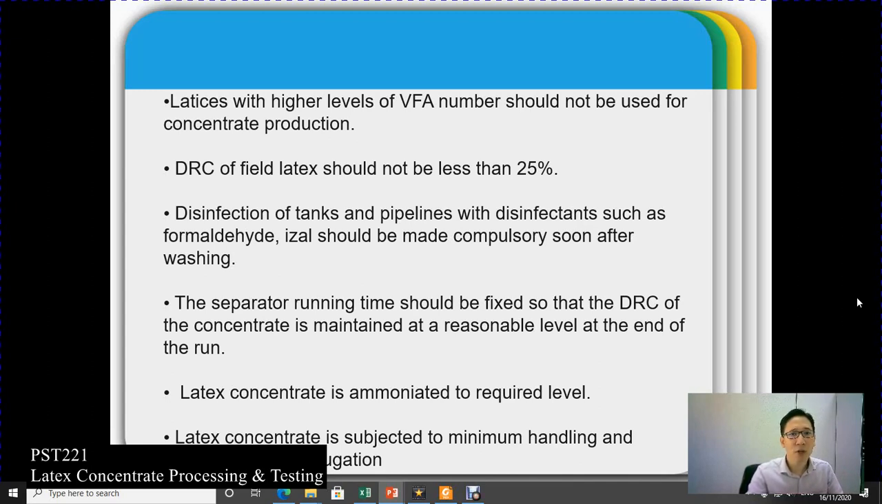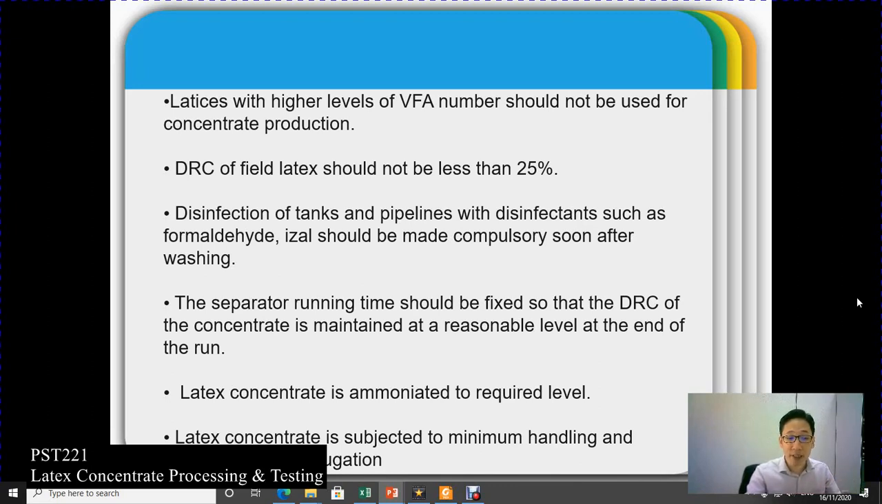Okay, the DRC of field latex should not be less than 25%. When you receive field latex, it should be above 25%. Why? Because when you concentrate latex which is lower than 25%, you are less likely to produce concentrated latex of at least 60%. So this is the reason why you do not process latex at 25% and below.